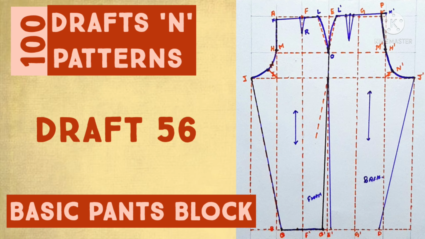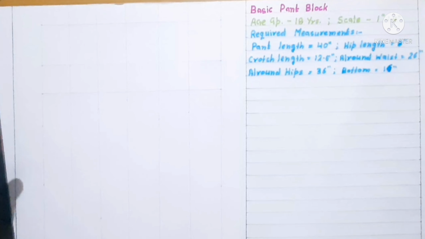In today's video we'll be learning about the basic pants block. So let's start with the basic pant block. For this we are making it for 18 years, and the scale would be 1 inch is equal to 4 inches.